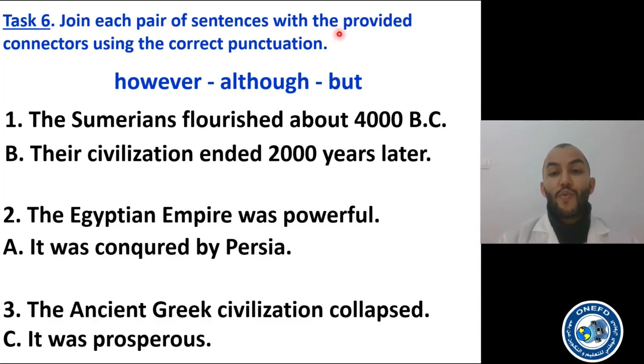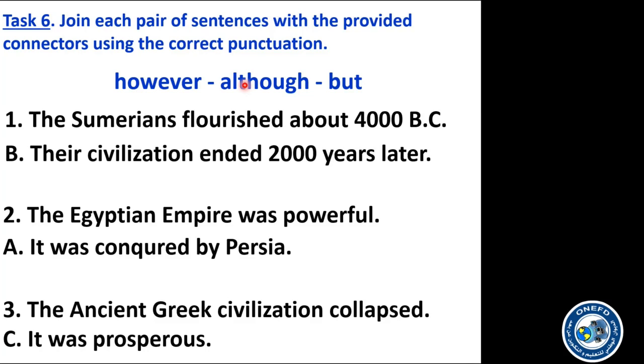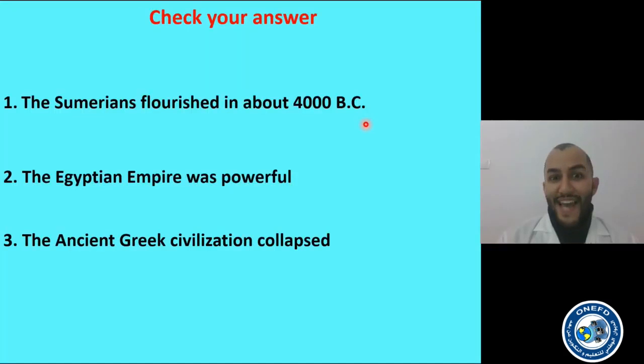Task number 6. Join each pair of sentences with the provided connectors using the correct punctuation. So you have however, although, and but. So here we have the first pair of sentences, the second and the third, and you have to link them with these connectors. All right. I'll give you a couple of minutes to do the task, and I'll see you after. Now let's check your answers.